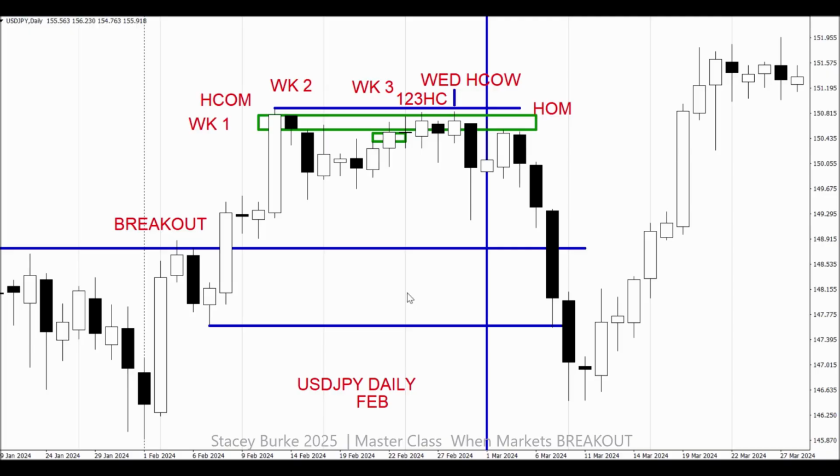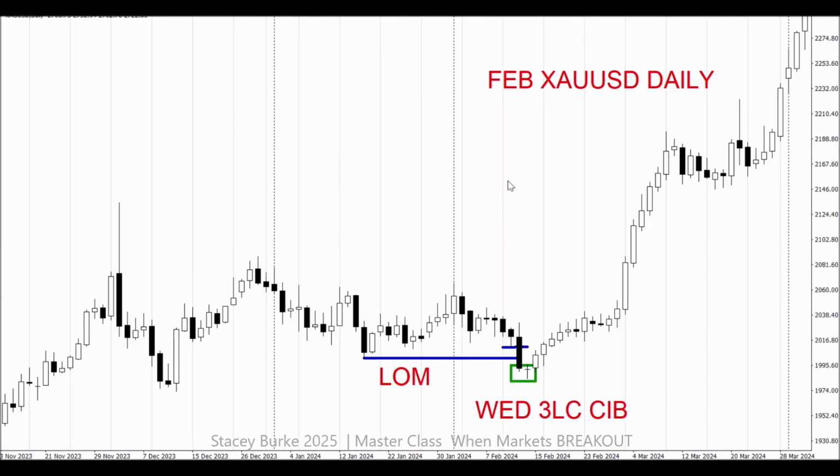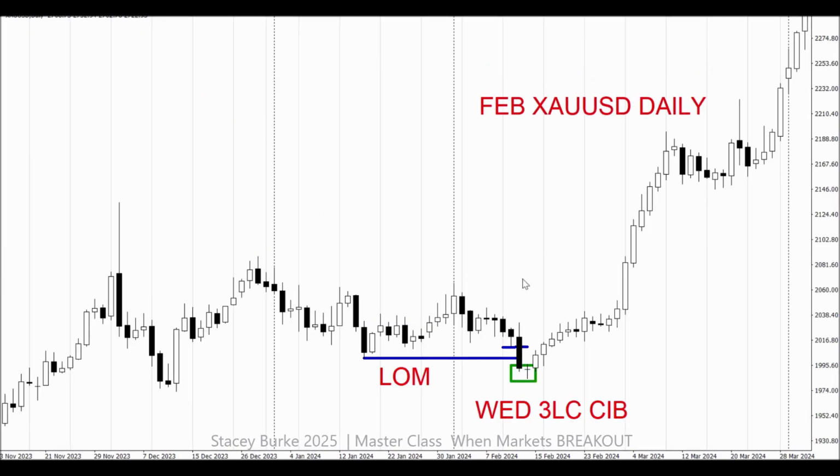And in some instances, if a market is trending or breaking down, we can have the same opportunity back in line with the trend. Now we're looking at gold, and just an example again of where a market breaks out of a low of month level on a Monday, Tuesday, Wednesday, closing as 3 lower closes in breakout heading into our Thursday trading day.